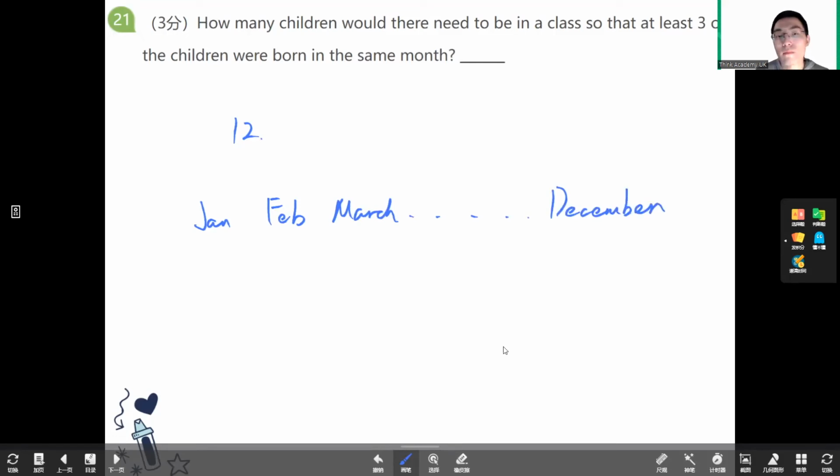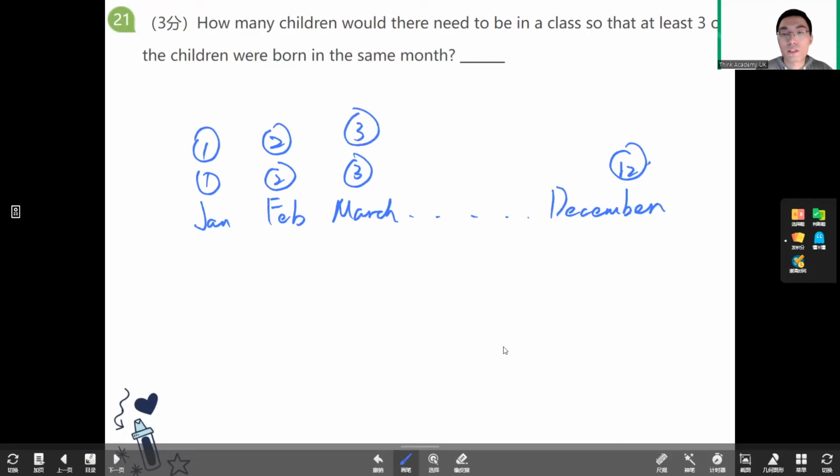Okay, so 12, 1 student in each slot. We don't have enough children for them to be born in the same month. Then let's have another round, shall we? So add another 12 students, also the worst case scenario. Another student born in January, another student born in February, another in March, and all the way to December, another student born in December. So now we have two children born in the same month.